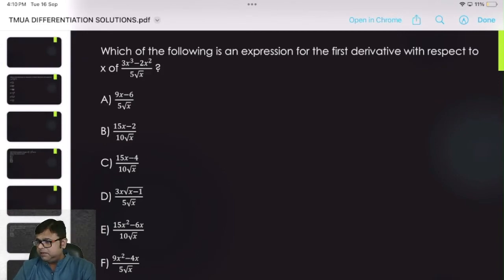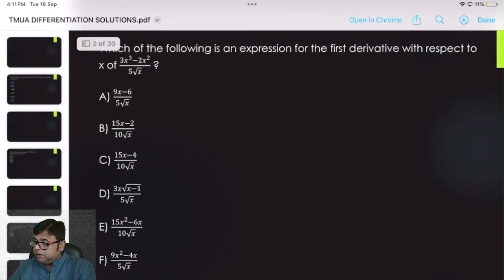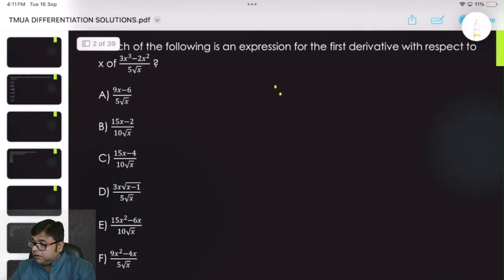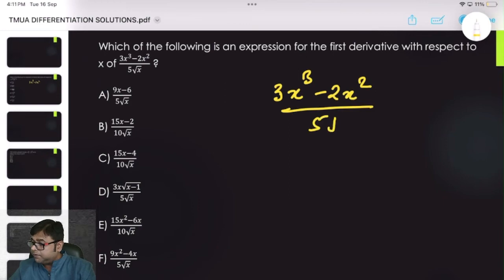So let's begin. This was the first question of the exercise. It asks: which of the following is the expression for the first derivative with respect to x of (3x cube minus 2x square) upon 5 root x? Let this be y and I have to find the derivative of this.